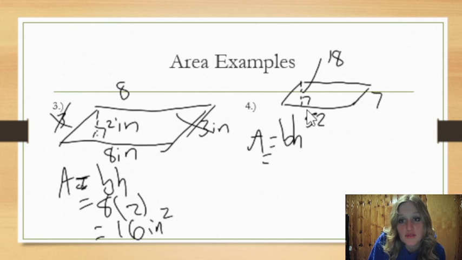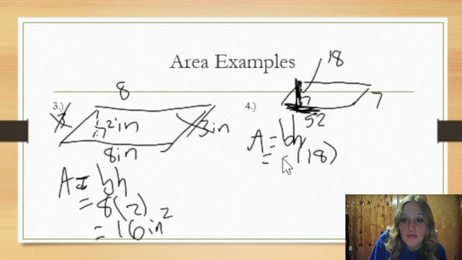My base we know is 52, right? There's the bottom. It's not 7. Why is it not 7? Who remembers? Because it's not opposite to the height. It's almost like a T. See? Here's this one. Here's this one. So you have to find the base that is opposite of the height. So it has to be right with it, almost like it has to be touching it, okay? So my height would be 18 and my base would be 52.